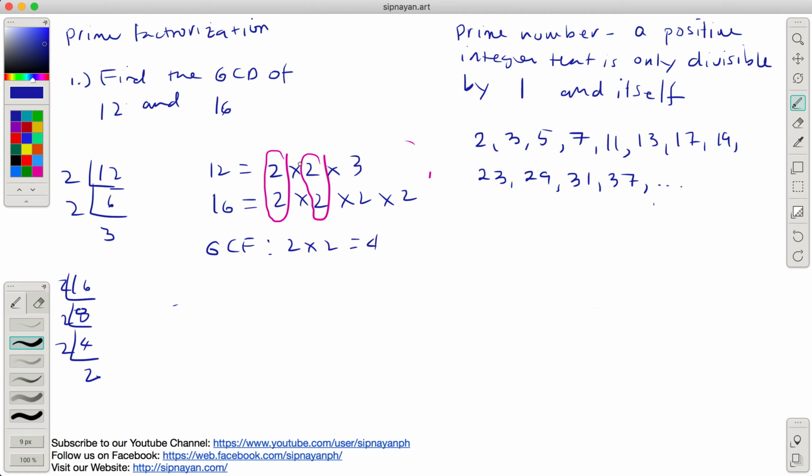So by the way, you can use other methods na pag-aralan natin. Pwede kayo mag-list, pwede kayo mag-ladder method. No? And to double check if it is indeed equal to 4. Equal to 4 naman yan.